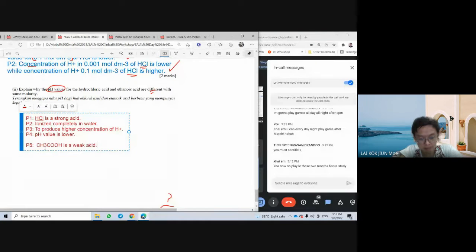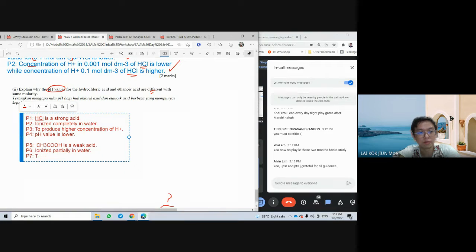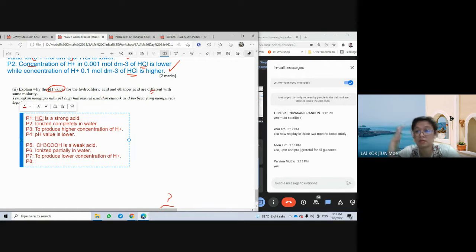You don't just say, oh, all this is not your effort. All this because I go tuition, I go outside, I go workshop. It's not your contribution. But believe me lah, your school teacher is the most helpful for you. Really one. Be a good friend with your good school teacher, to produce a lower concentration of H plus. Like, yeah, particularly grateful for all guidance.